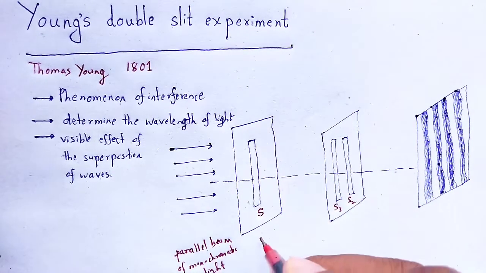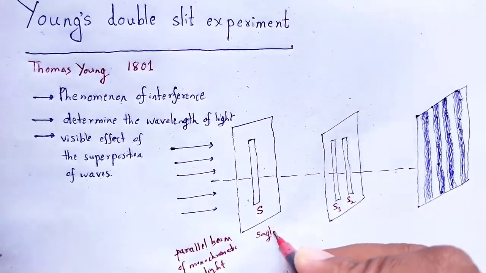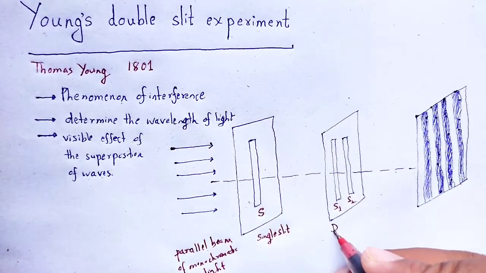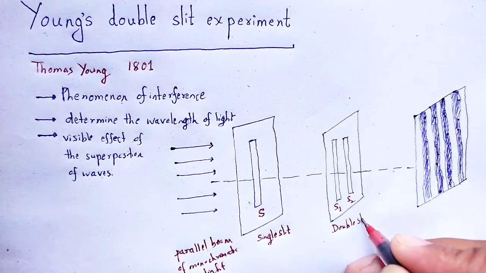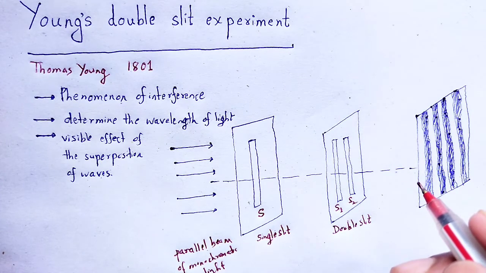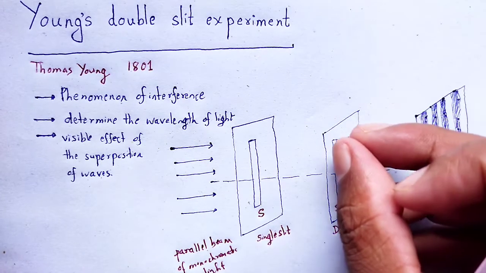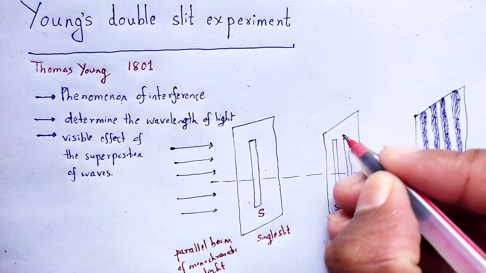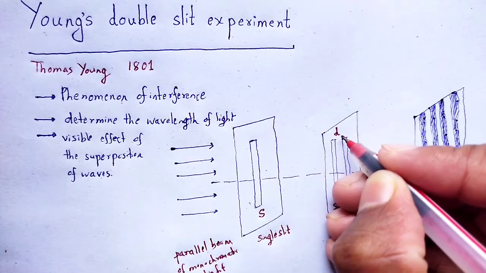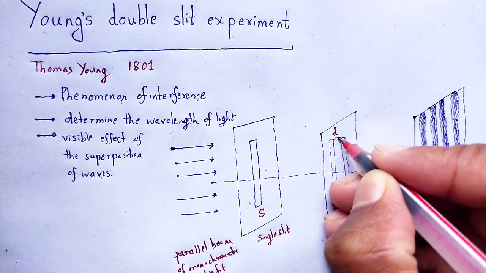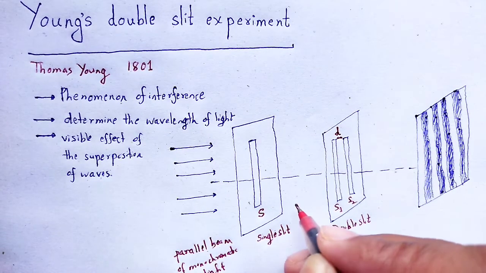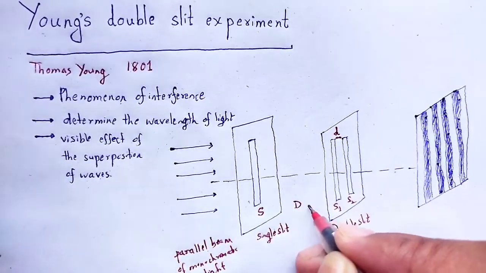This is a single slit, one hole, and that is a double slit, two holes. These slits are very close to each other, so the distance between them is small d, and the distance between the single slit and the double slit is capital D.